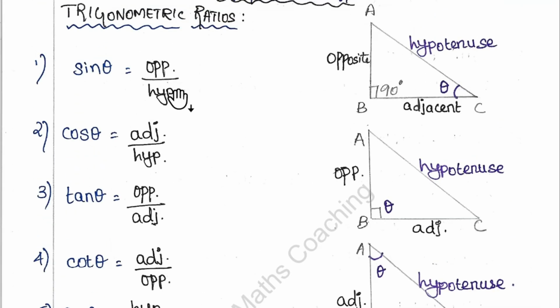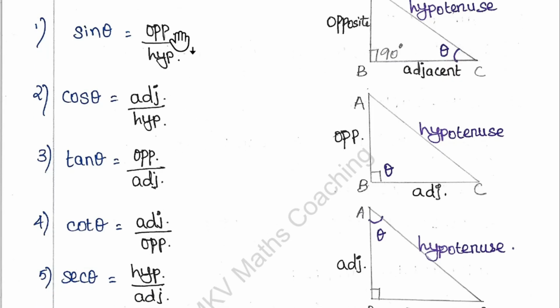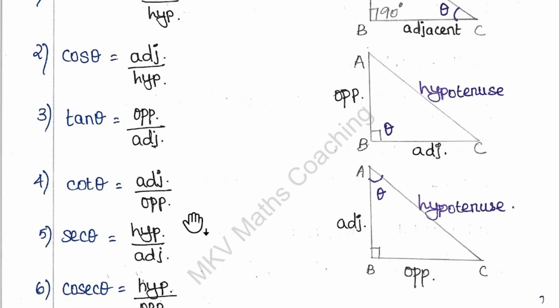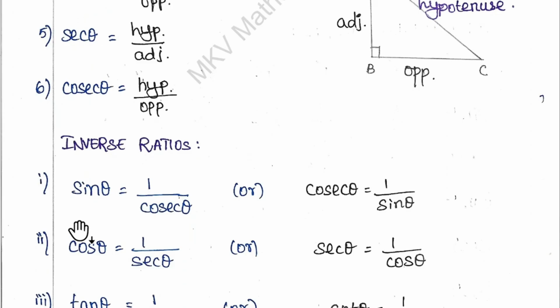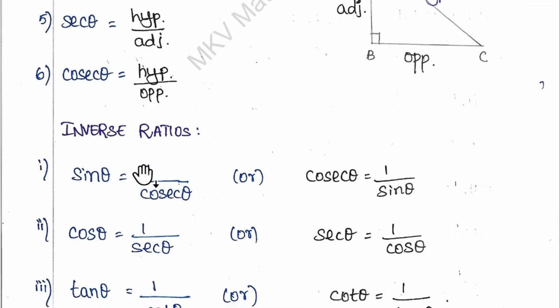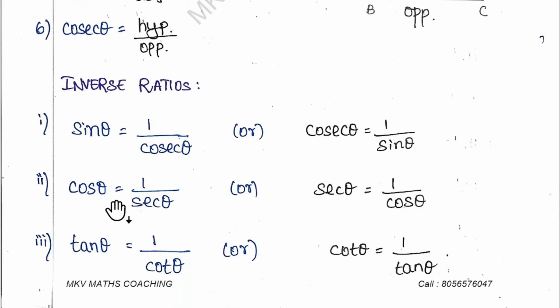So sin theta is opposite by hypotenuse, cos is adjacent by hypotenuse, tan is opposite by adjacent, cot is the reciprocal of tan, secant is the reciprocal of cos, and cosecant is the reciprocal of sin. For the inverse ratios, sin equals 1 by cosecant or cosecant equals 1 by sin. Cos is 1 by secant or secant is 1 by cos. Tan is 1 by cot or cot is 1 by tan. You can write it either way.